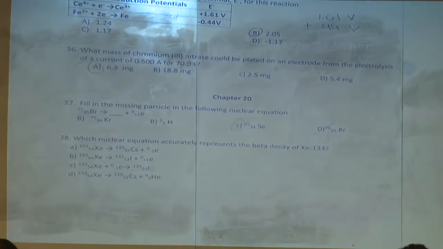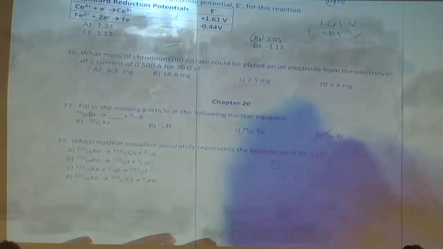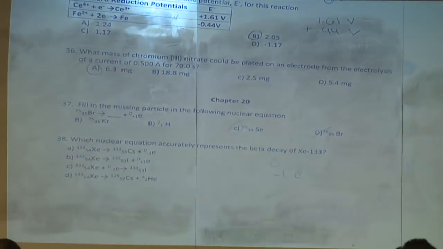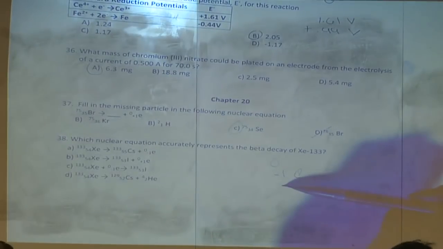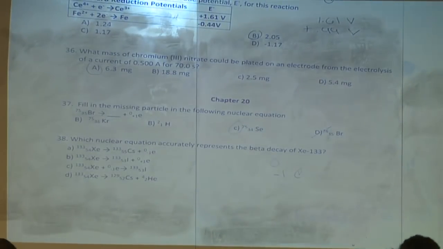Now we're going to 38. So for this one, you just need to know what the definition of a beta decay is. And the beta decay is 0, -1, E. So we go from this compound to a beta decay of this. So that means on the right side, there should be one less at the bottom number, which is A.